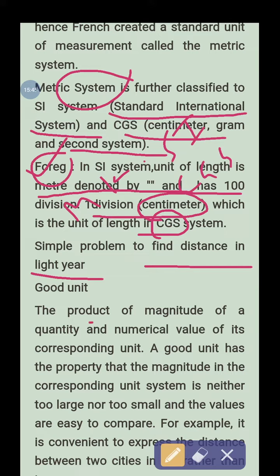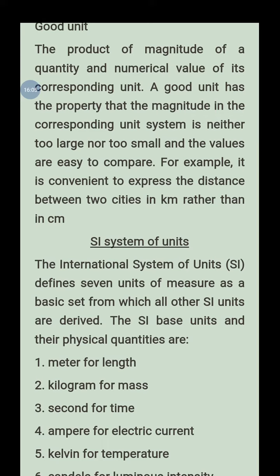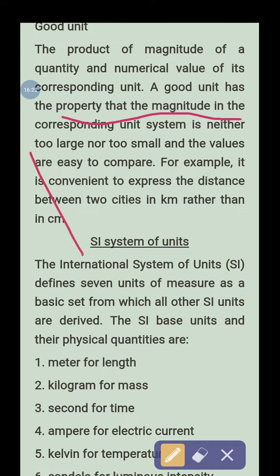A quantity is the product of its magnitude and the numerical value of its corresponding unit. What is a good unit? We are studying that here. A good unit has the property that the magnitude in the corresponding unit system is neither too large nor too small, and the values are easy to compare. This is why the CGS system was not taken as the standard system.